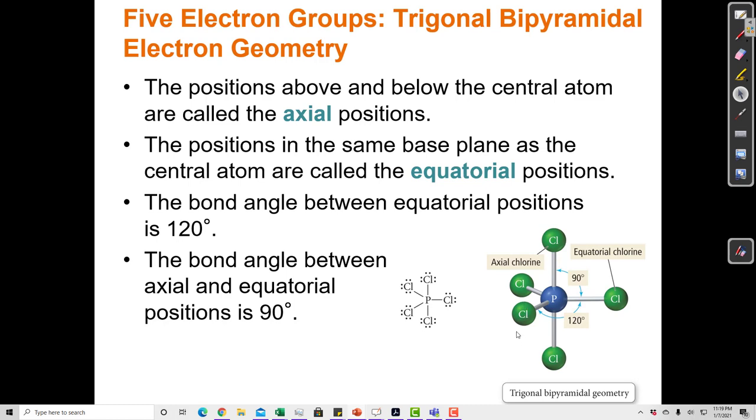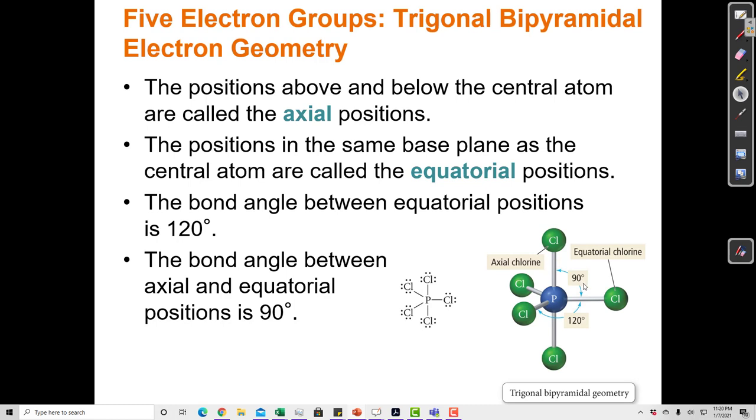Where it is different is that it now has a group on top of that three-membered shape and a group below. And so the angle between the groups above and below and those that are in the equator here, that's a 90 degree angle. So 90 degrees here, 90 degrees here, and 120 degrees between all of these here in the middle.